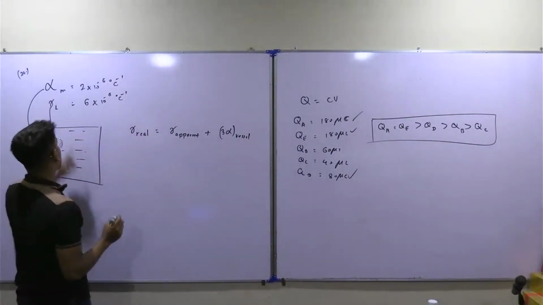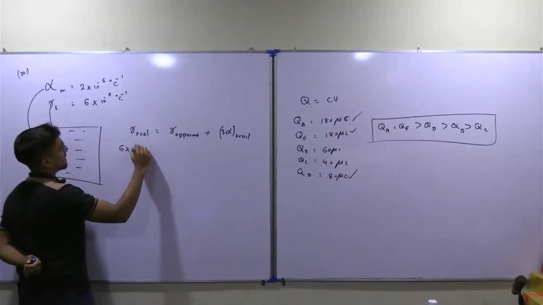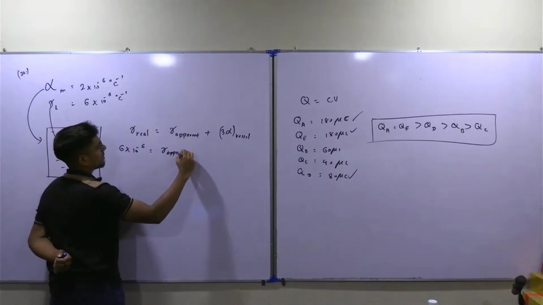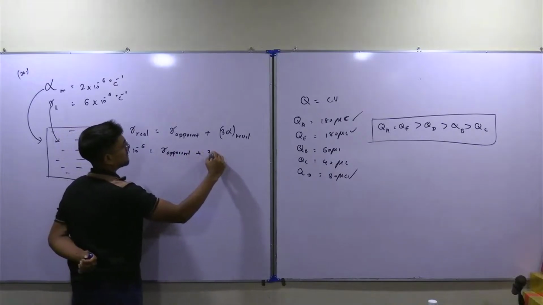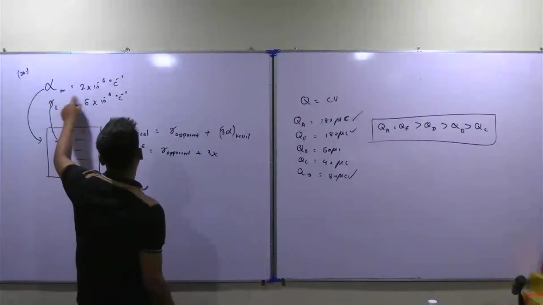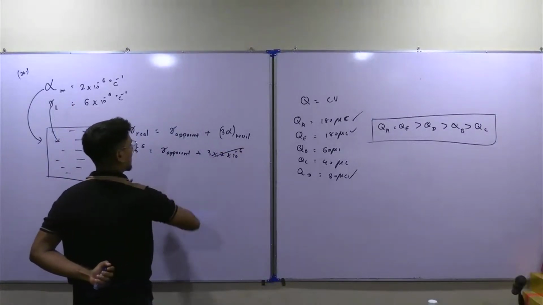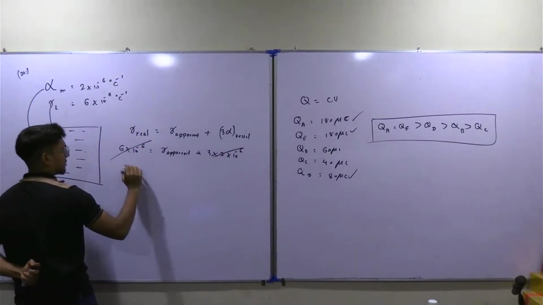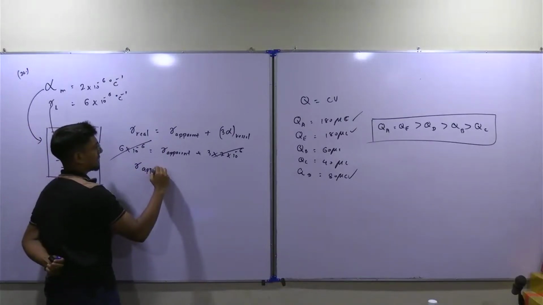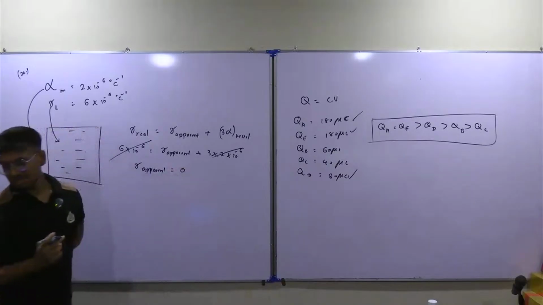So gamma real is given. How much? Gamma real is 6 into 10 to the power minus 6. We don't know gamma apparent, but we know alpha of the vessel. The vessel is made of a metal, and alpha of metal is known, that is 2 into 10 to the power minus 6. Here 6 into 10 to the power minus 6 and 6 into 10 to the power minus 6 will cancel. So you have gamma apparent is equal to 0.